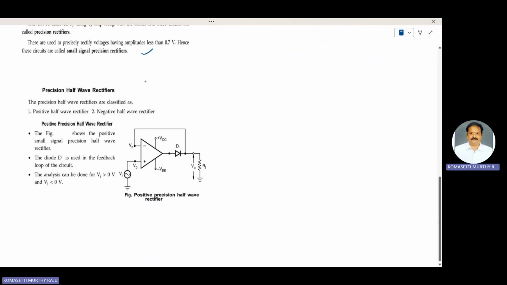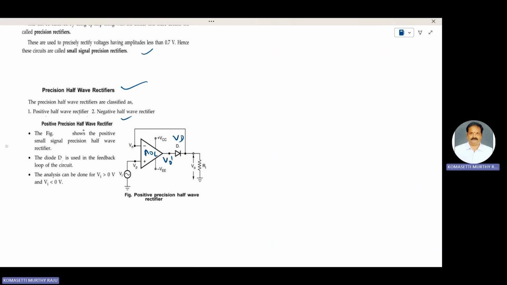Precision rectifiers are of two types: precision half wave rectifiers and precision full wave rectifiers. This one is the precision half wave rectifier. Precision half wave rectifiers are of two types: positive half wave rectifier and negative half wave rectifier. This one is V naught dash. This is VD, the voltage across the diode. This one is V0. This one is VAOL.